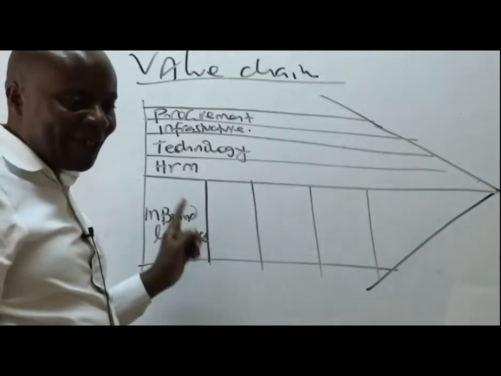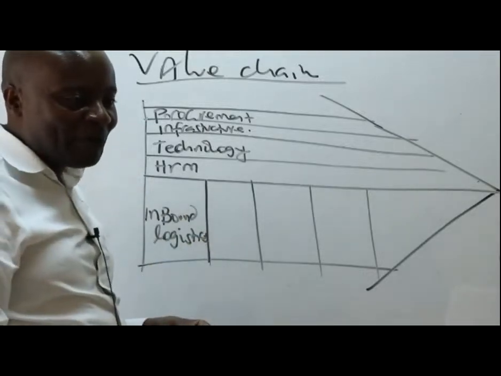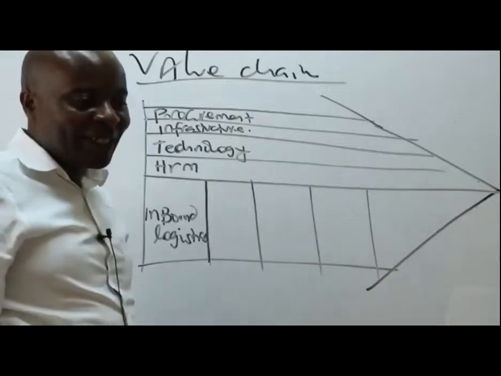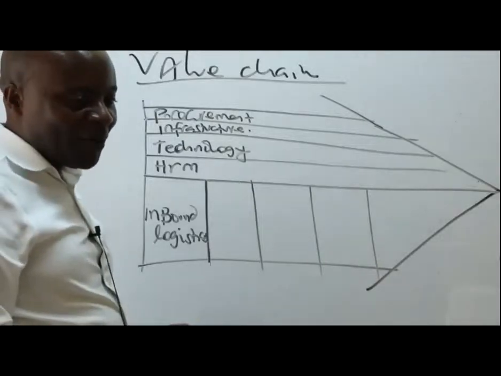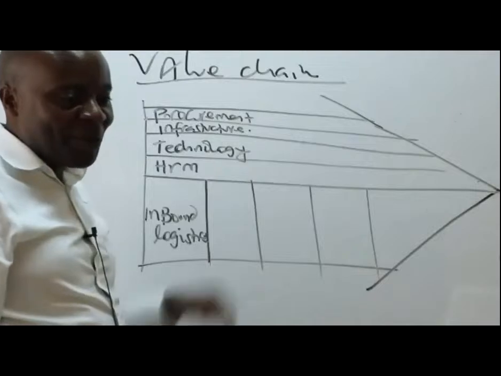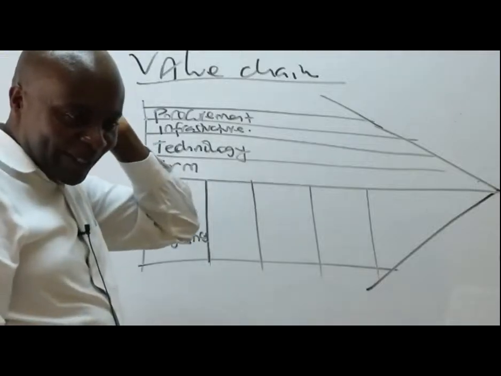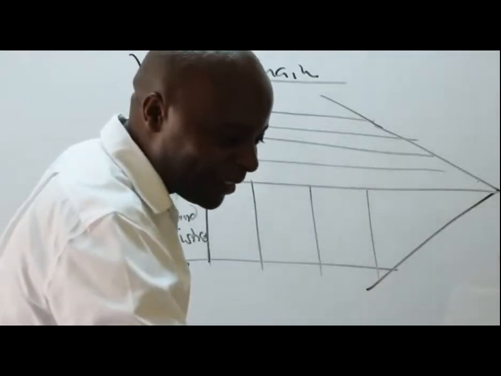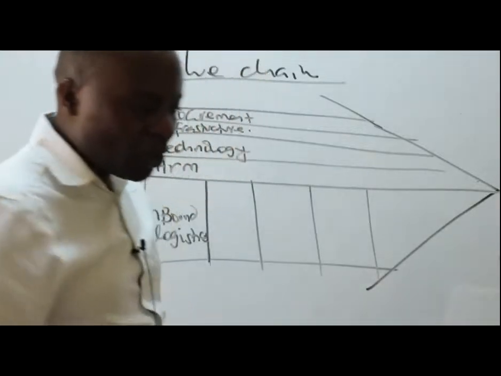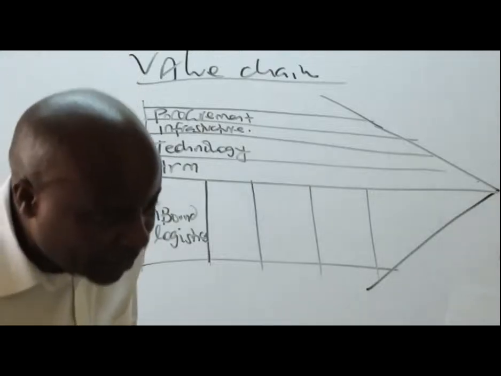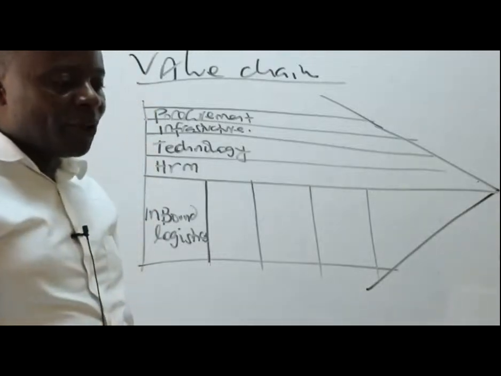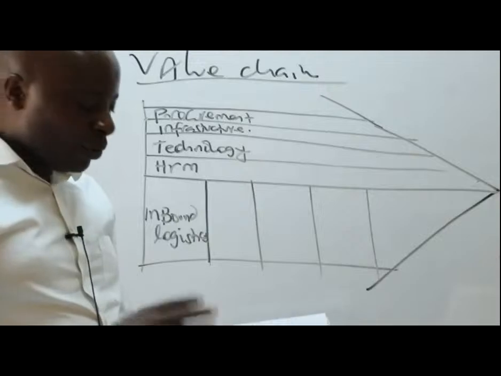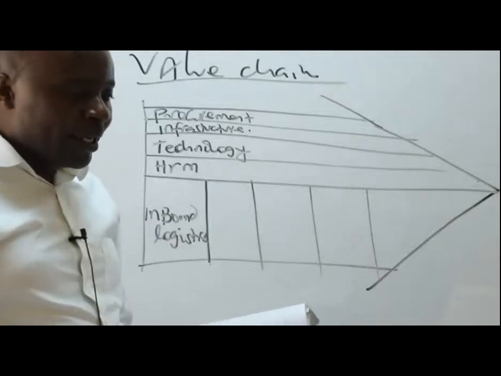Have you done this in your syllabus? Have you done this with your mwalimu? Please tell me there. Yes or no? Say yes or no. The value chain. Shem says no. Perhaps Shem does not attend all classes. Then I should move slowly. Okay, great.